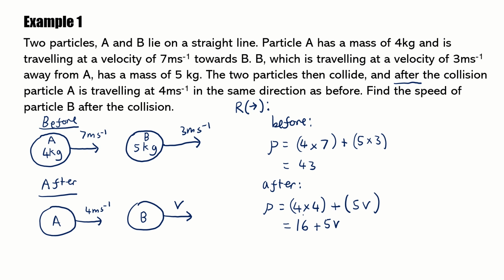Because of the conservation of momentum, we know the momentum that was going on before the collision must equal the momentum that was going on after the collision, and therefore this is now an equation that we can just try and solve. So therefore we're going to get 27 equals 5v, and therefore v will equal 27 divided by 5, which is just 5.4 meters per second. Nice.